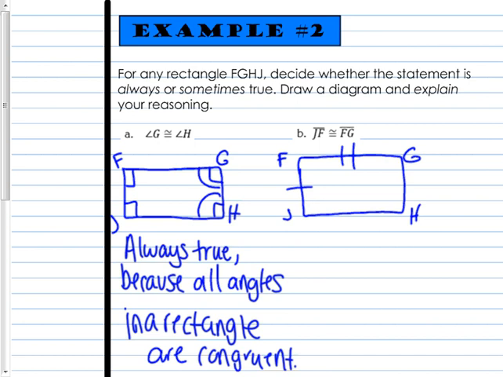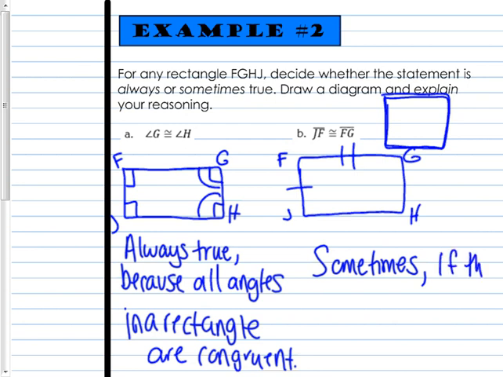So sometimes it can be true, because if it's a square, it can be true, because technically, like I said earlier, squares are a special type of rectangle. So it can be true, but it's not always true. So you would write sometimes. And why sometimes? It's only sometimes if it's a square. So sometimes if the rectangle is also a square.